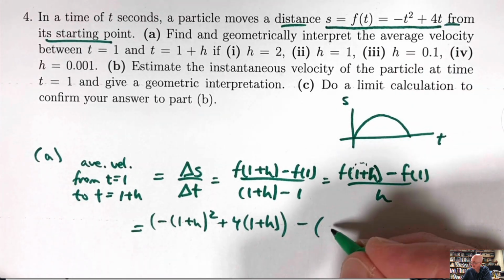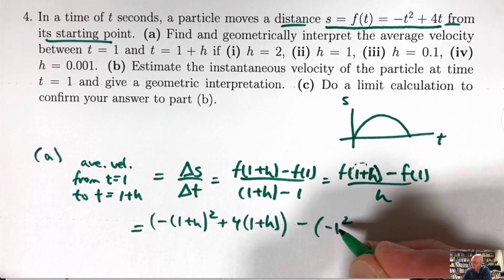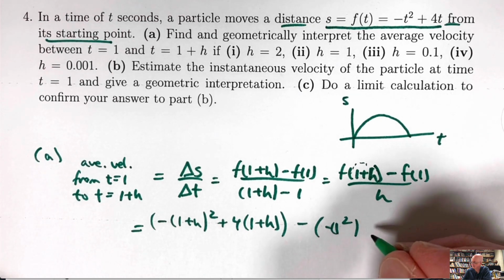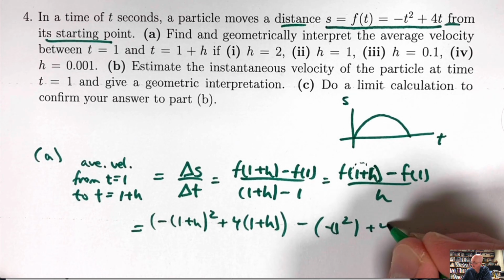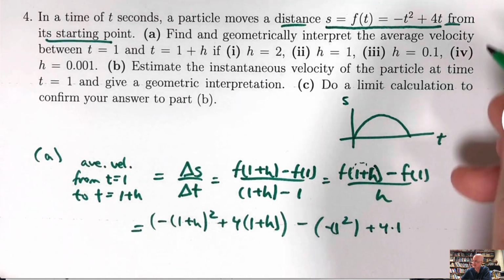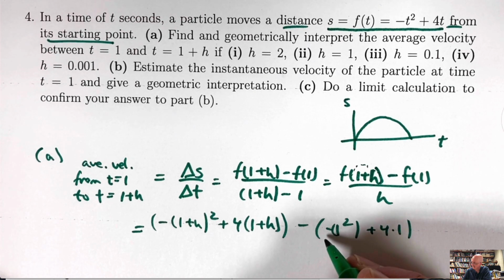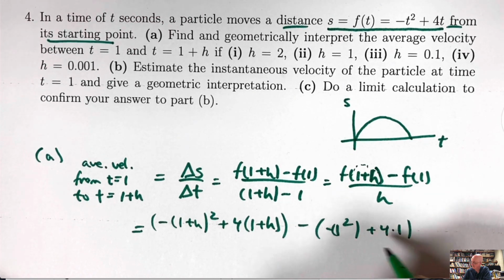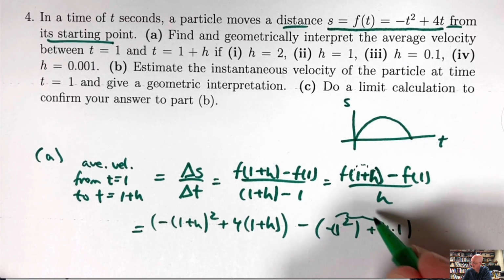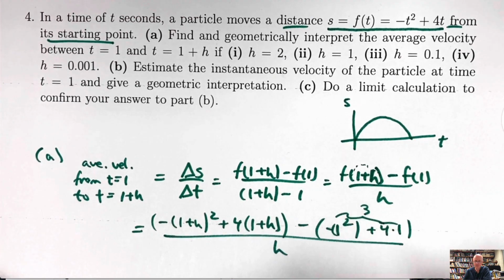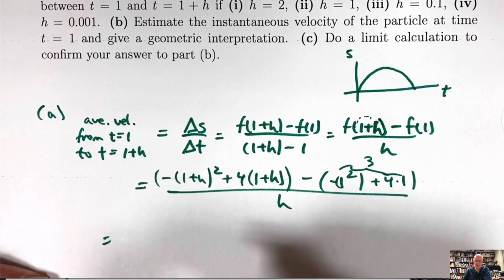F of 1, I get negative 1 squared. By the way, you'd square first and then do the negative sign. That's what that notation means. Plus 4 times 1, replacing the t with 1 in both spots. 1 squared is 1, negative of that is negative 1, plus 4 is 3. This is a 3 here. All divided by h. Now simplify.